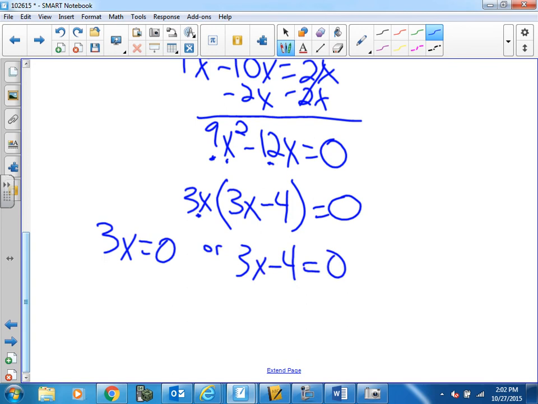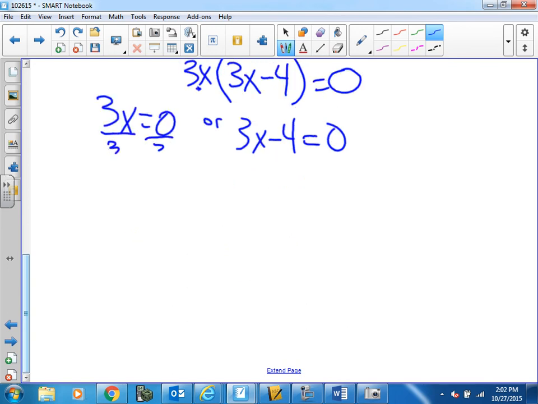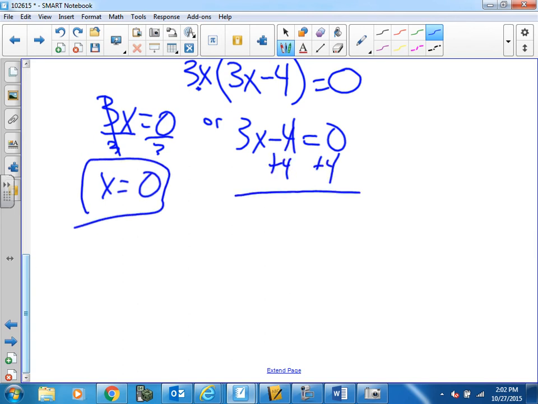All right, our first one, very easy. Divide by 3, divide by 3, and we get x is equal to 0. And our second one, we add 4, we add 4, and we have 3x is equal to 4, divide by 3, divide by 3, and x is equal to 4 over 3.